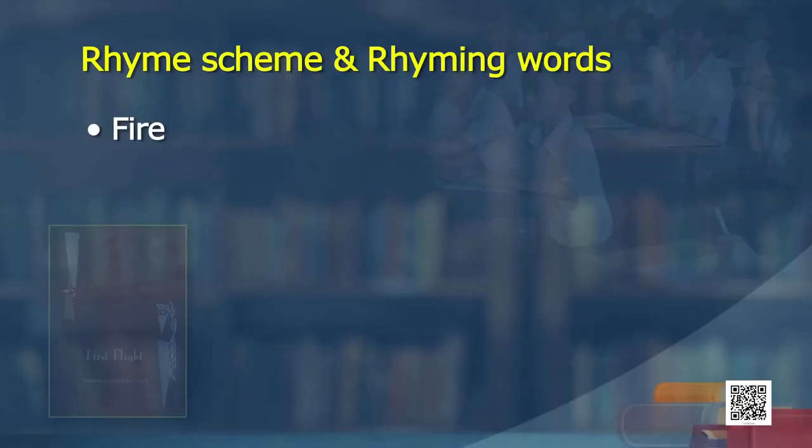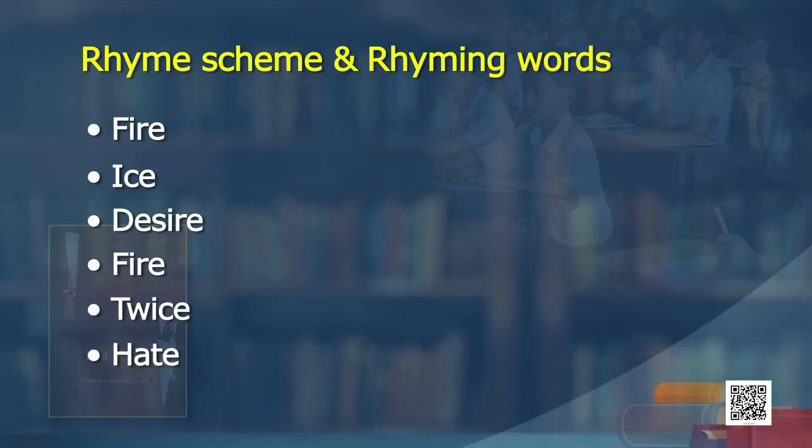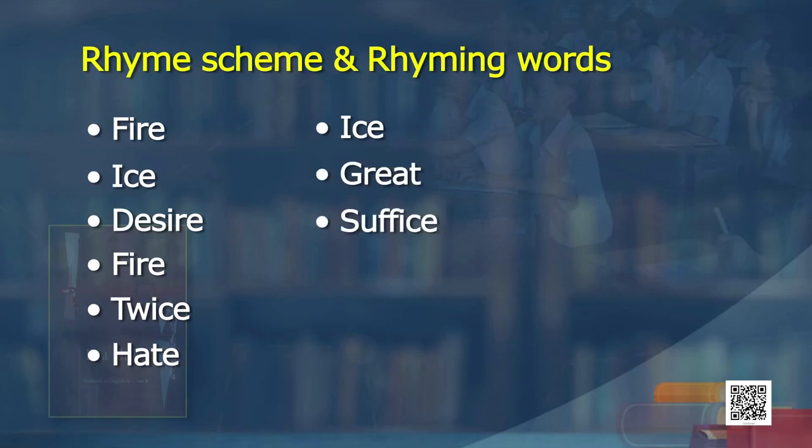Okay, now, learners, when you read your poem, you also notice some poetical devices. Let's look at some of the rhyming words. Kriti, let me ask you to read the last words of each line. Fire. Ice. Desire. Fire. Twice. Hate. Ice. Great. Suffice. So, let us supply the rhyme scheme to the poem.